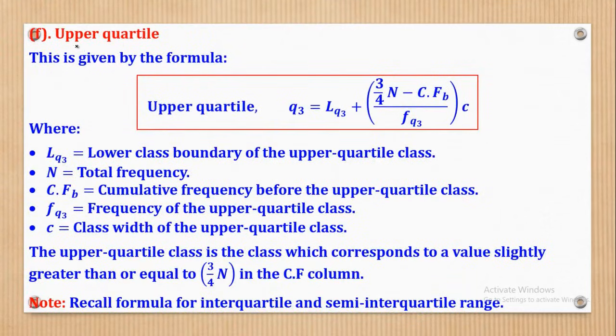Okay, so even here upper quartile, the position is what changes. It will be 3/4n, but the rest will be the same. So for example, L23 denotes lower class boundary of the upper quartile class. CFB denotes cumulative frequency before the upper quartile class. F23 denotes frequency of the upper quartile class. C denotes class width of the upper quartile class, like that.